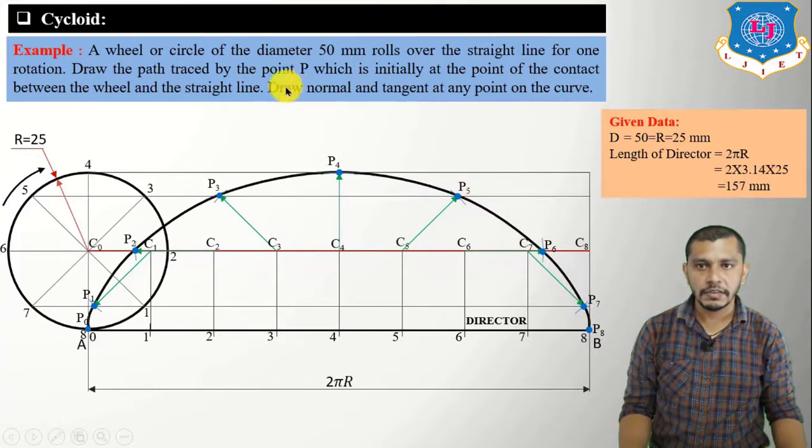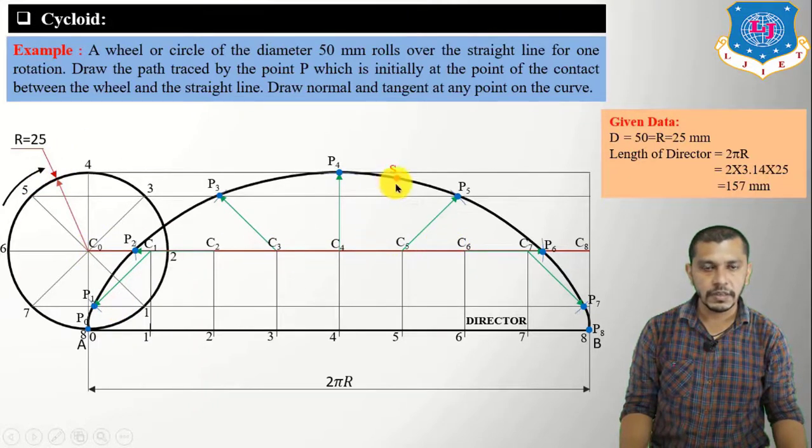Now next, we have to draw a normal and tangent at any point on the curve. So first of all we have to mark that point on the curve. Let us mark that point S over here. Now, by taking S as a center, we have to give an arc on the center line, and the radius of the arc will be equal to the radius of the circle, which is equal to 25 mm.